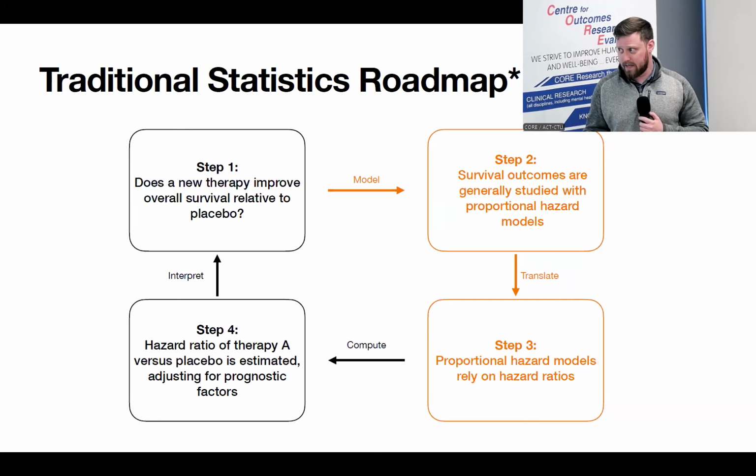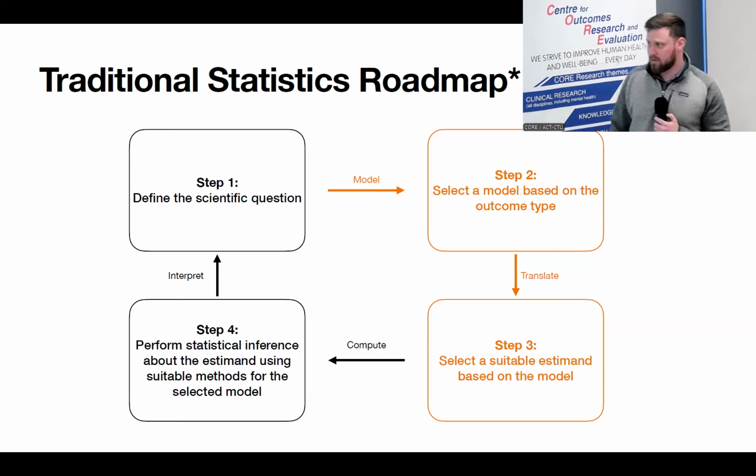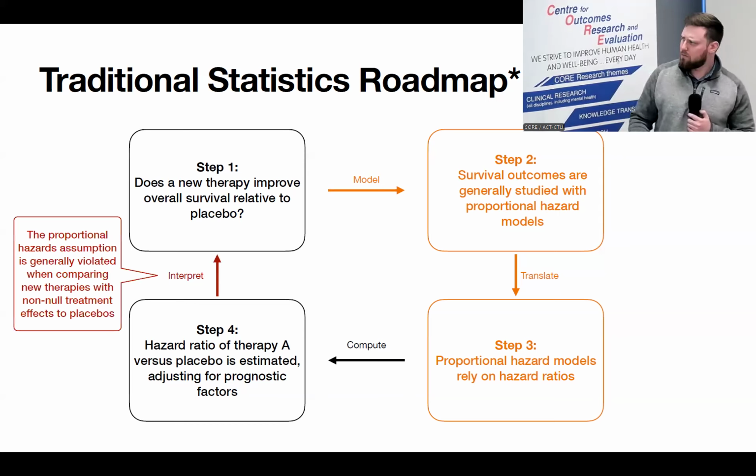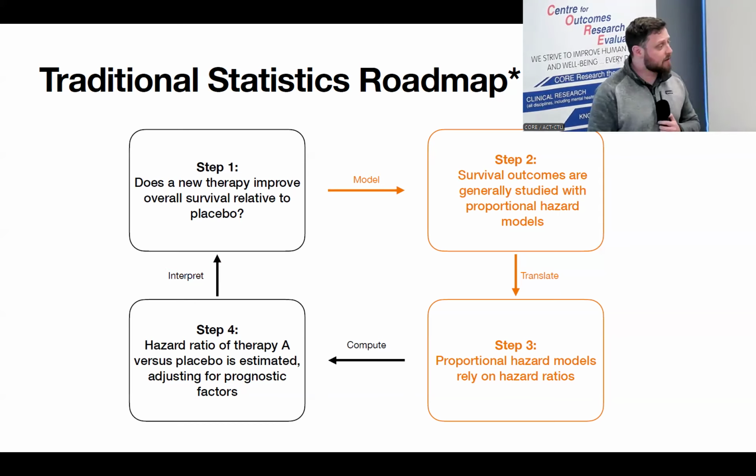Now, this is a good approach given constraints on computation and on the complexity of the analyses. And so we've been using it as statisticians for 100 years, right? But there are some issues, and here's an example that frequently comes up in clinical trials.